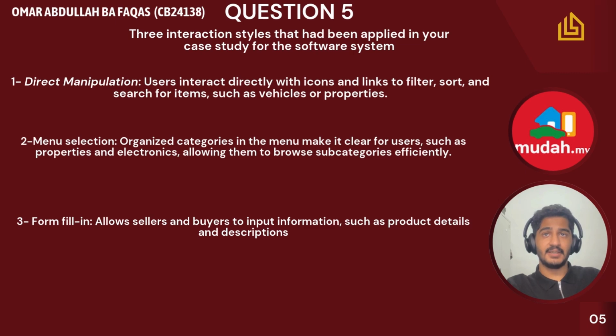User can click on these categories to browse a list to choose what they need. Also, there are submenus. When user clicks on the categories, it will show subcategories like apartment for sale.